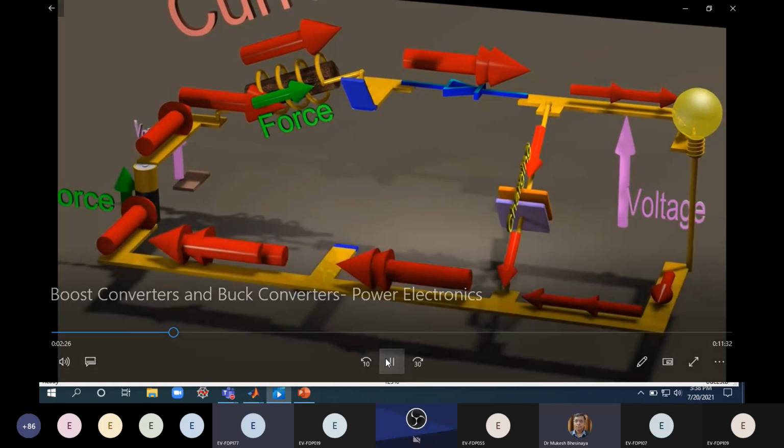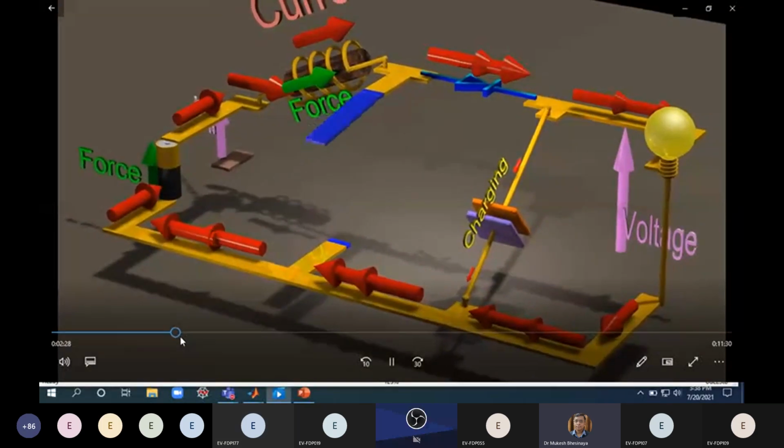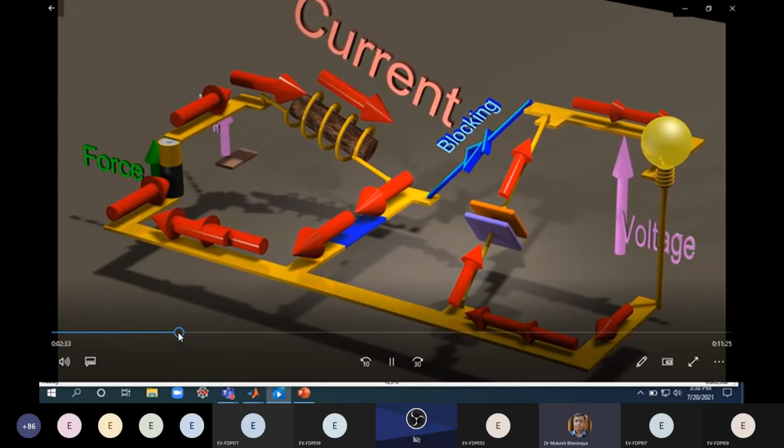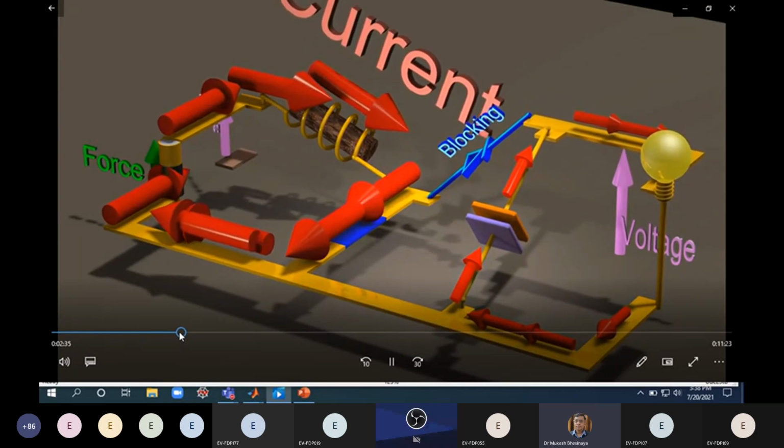Okay, I'll not play the complete video. We can control the value of the DC output voltage at the light bulb by controlling the percentage of time that this switch is on.